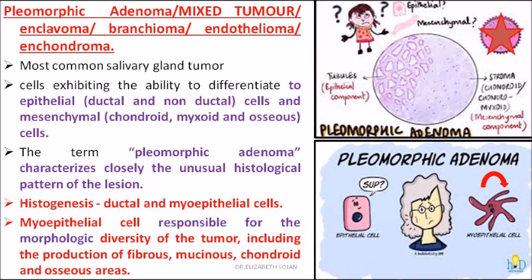They can give you any of these as an option. Instead of giving pleomorphic adenoma directly, they can give you enclavoma. They can even give branchioma. They can also give a mixed tumor. Understood? Pleomorphic adenoma is called a mixed tumor because it contains both the epithelial as well as the connective tissue components.